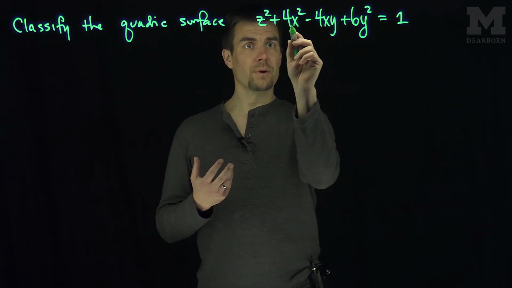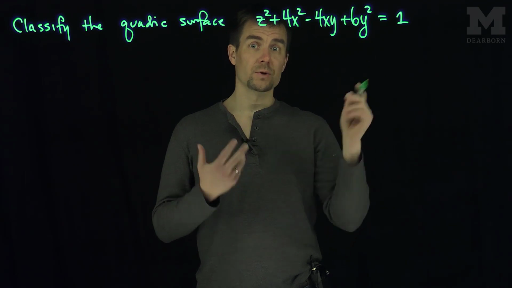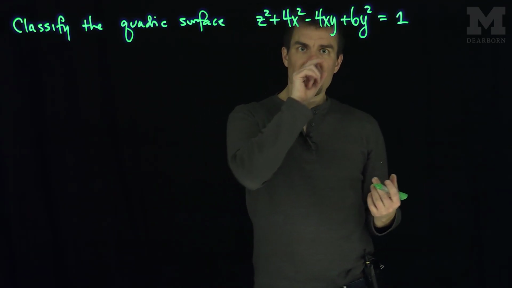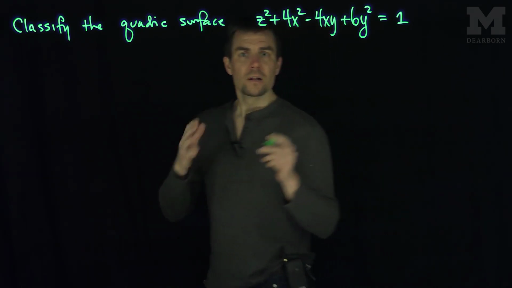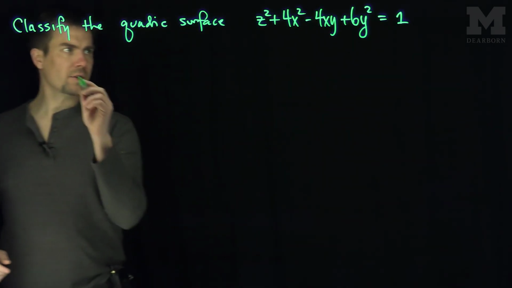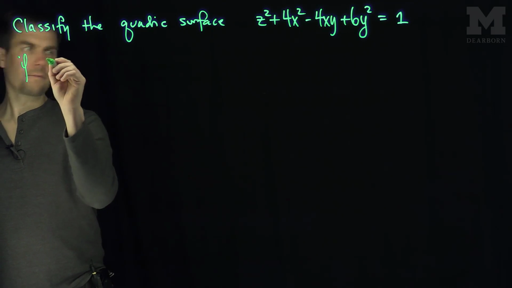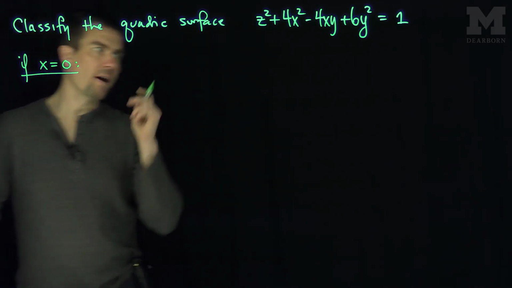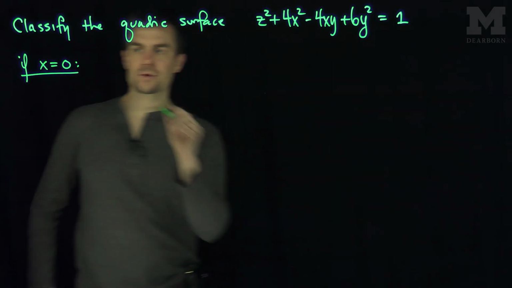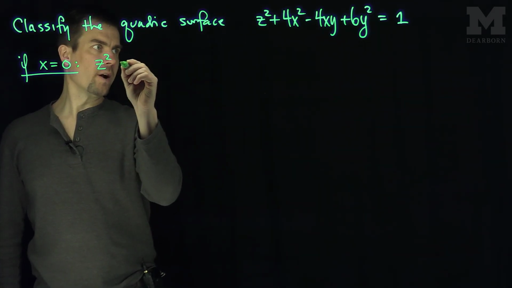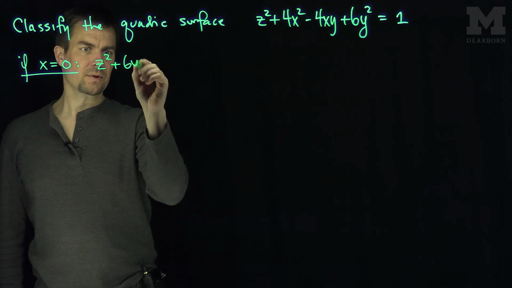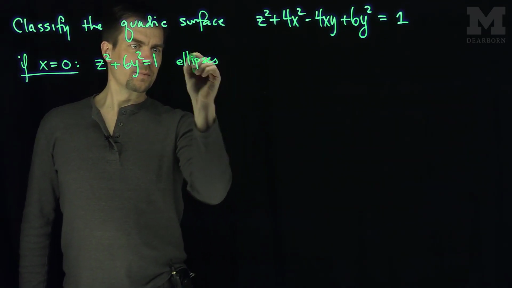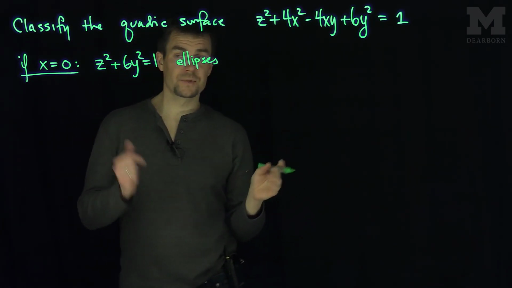If we had z squared plus 4x squared plus 6y squared equal to 1, that would be an ellipsoid. However, this xy term throws things off a little bit. Let's look at the cross sections. If, for example, the x variable was equal to 0, and we're in the yz plane, this will reduce to z squared plus 6y squared is equal to 1. And so one of the cross sections is an ellipse.